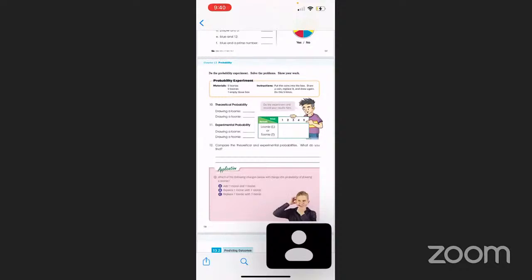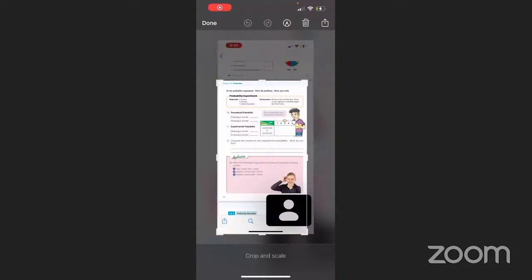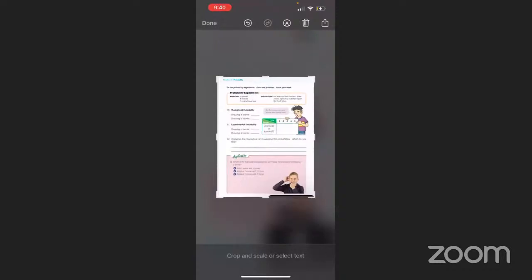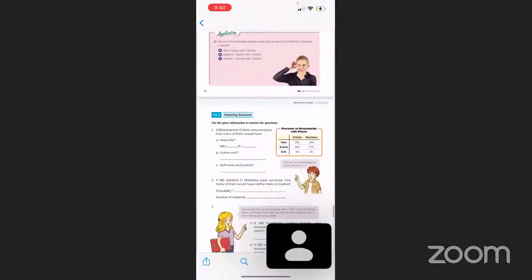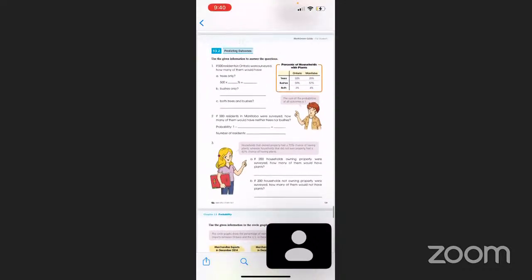Yesterday I gave you guys an experiment for math to do with the 5 loonies and 5 toonies. Were you able to do it? Oh no. Okay, so I hope you can do this over the weekend. This is one worksheet you have to do. I will be posting this on the Google Classroom, so you have to complete this one. And then this is the new one. So 13.2, predicting outcomes. If 500 residents in Ontario were surveyed. This is also one you have to do.